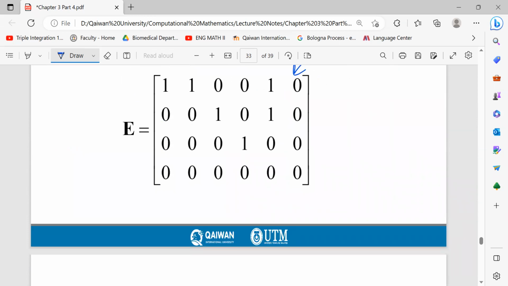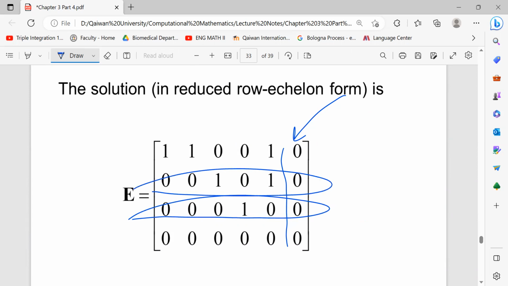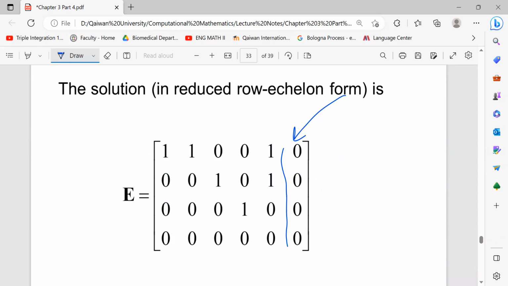Now, how many equations do you have which are not all 0? 1, 2, 3. And how many variables do you have? You have x1 to x5. Okay? What's the difference between them? Look, the number of equations is less than the number of variables by 2. That's 3 and that's 5.